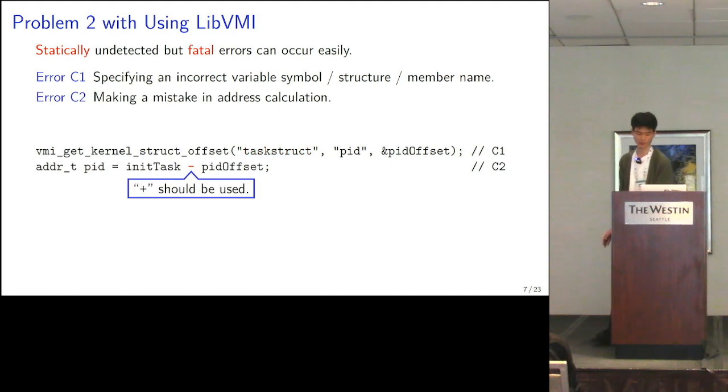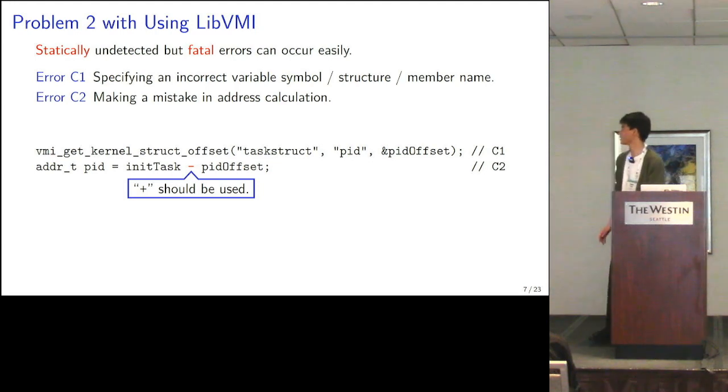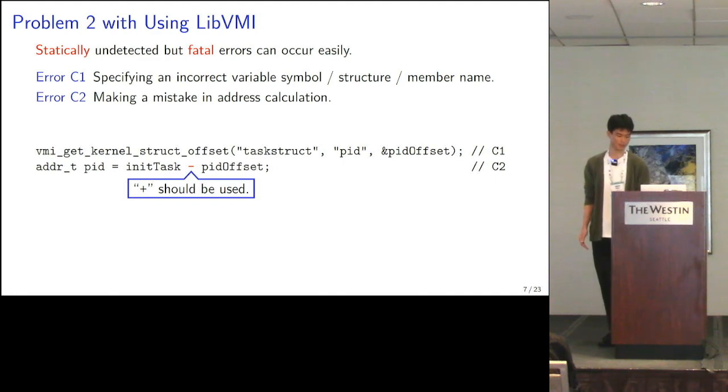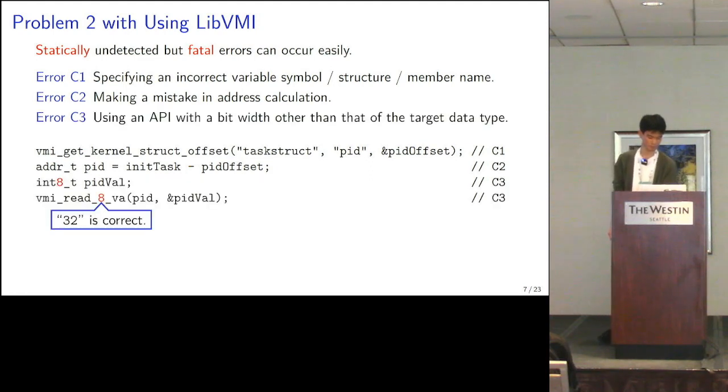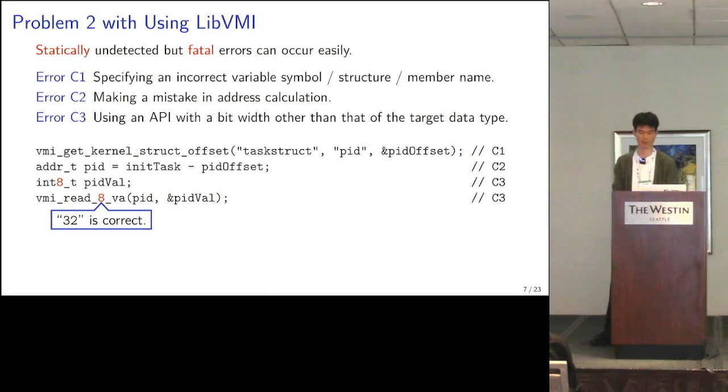The second one, C2, is making a mistake in address calculation. In this case, it subtracts the offset, which should be added to the address of the top structure. The last one, C3, is using an API with a bit width other than that of the target data type. For the member pid, any bit width other than 32 is incorrect.